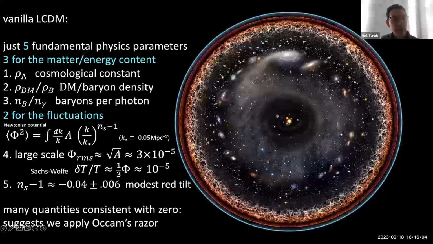Many quantities in cosmology are consistent with zero. So there seems to be no spatial curvature, or at least it hasn't been measured yet, to very high precision, better than a percent. There's no deviation in the composition of the universe from place to place. The universe seems to have emerged from the Big Bang with the same basic composition everywhere. There are no gravitational waves, as I've mentioned, long wavelength gravity, and so on. So very many quantities are consistent with zero. The simplicity of this phenomenology strongly suggests that we apply Occam's razor to our space of theories, and we simply refuse to consider complicated theories.